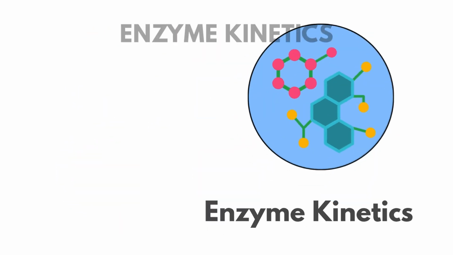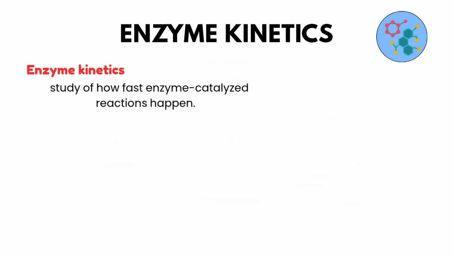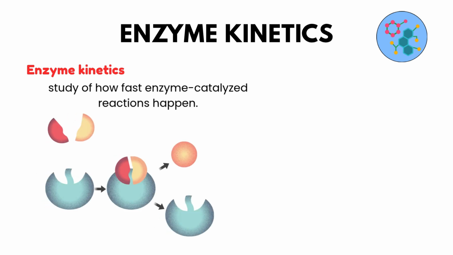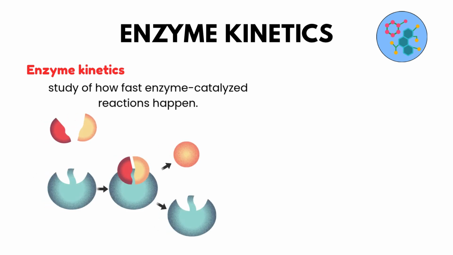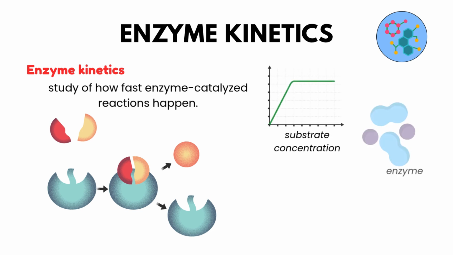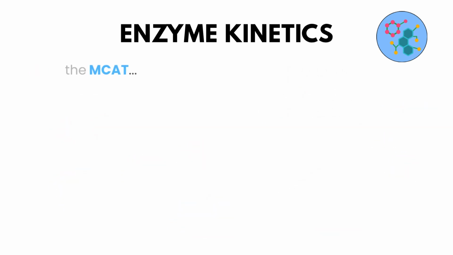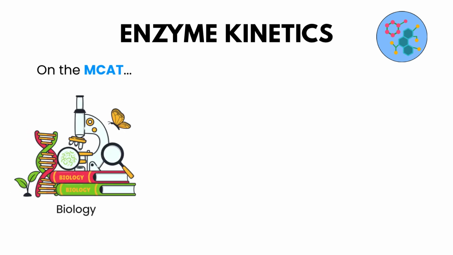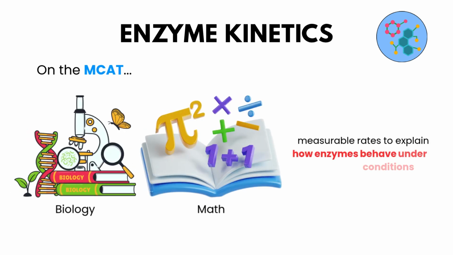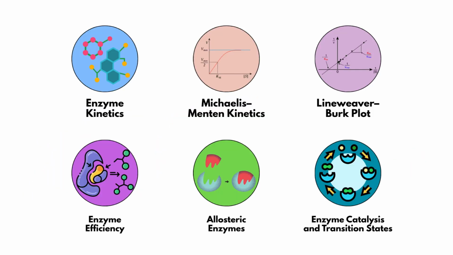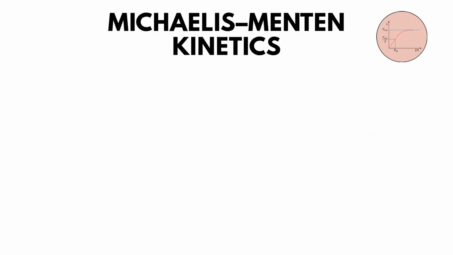Enzyme kinetics. Enzyme kinetics is the study of how fast enzyme catalyzed reactions happen. It looks at how reaction rate changes with things like substrate concentration, enzyme amount, and temperature. On the MCAT, think of it as how biology meets math, using measurable rates to explain how enzymes behave under different conditions. Michaelis-Menten kinetics. This is the foundation.